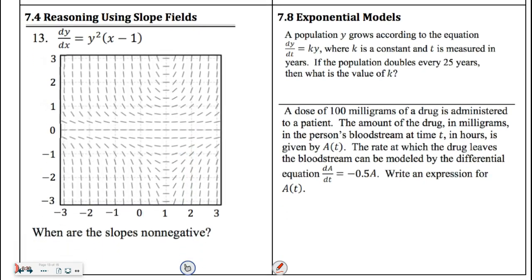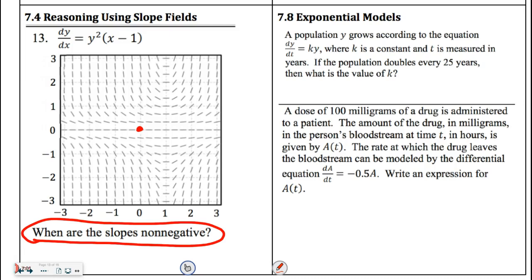All right, reasoning using slope fields as well. So let's look at this. By the way, I'm going to locate the origin on here, just so it's a little clearer. Here's the origin, it's weirdly labeled. I screenshot this, but anyway, it says, when are the slopes non-negative? What does non-negative mean? Positive or what? 0. Yeah.